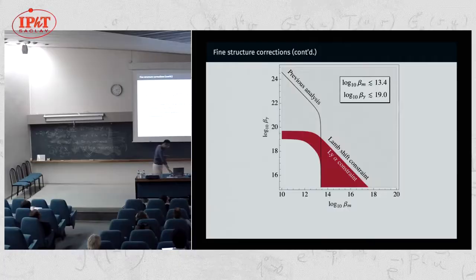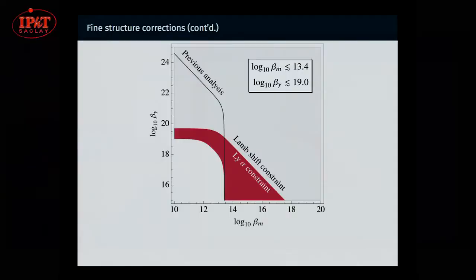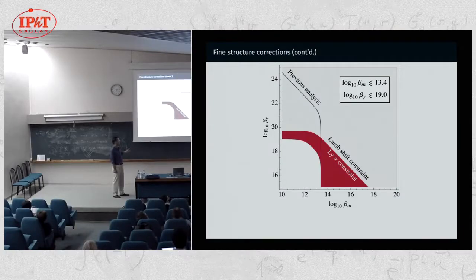So then you can plot one of these exclusion plots. You can see, everything in the red and the gray, which is probably not so obvious here, is ruled out entirely by just the hydrogen experiment. You find that beta m cannot be bigger than about 10 to the 13.4, and beta gamma cannot be bigger than about 10 to the 19.